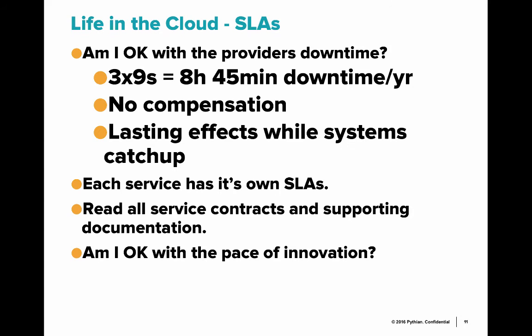Am I okay with the provider's downtime? Many services have their own SLAs. Three nines seems to be pretty common. It can be higher and it can be lower. And three nines is almost 9 hours of downtime per year without any compensation. This means that if that system's down, I'm not getting any money. And if you subscribe to Murphy's Law, you're not necessarily planning when this is going to go down, so it's probably going to be at an inconvenient time for you.